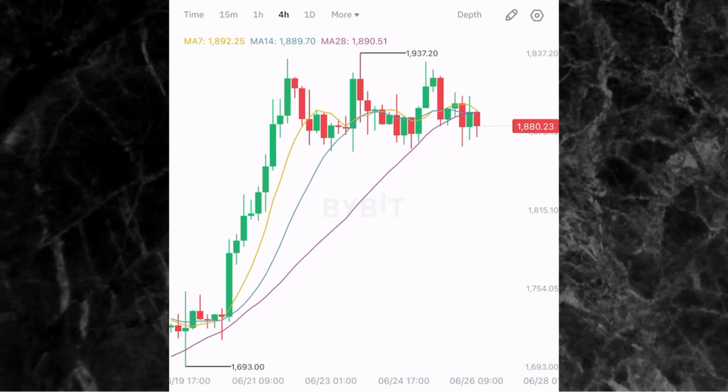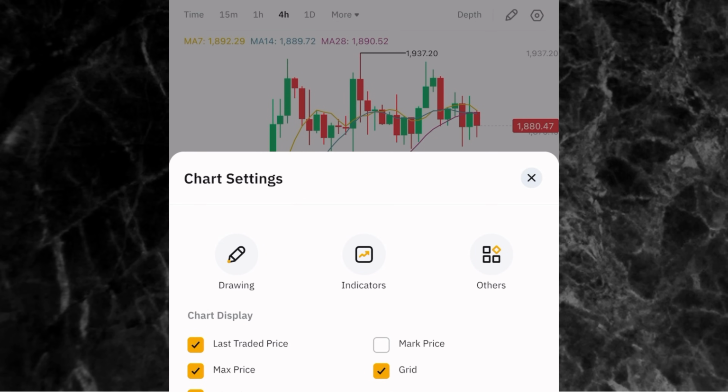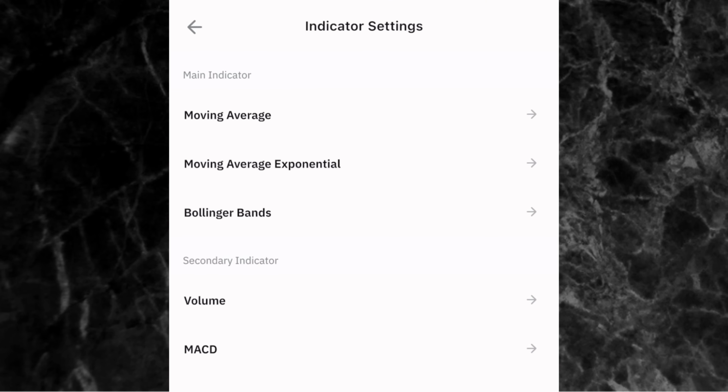Now, let's say you want to add indicators to your chart for your technical analysis. What you need to do is to tap on this icon where the arrow is pointing to. And once you tap on it, you can see where you have indicators. So you tap on it. And right here, you're going to be seeing the different indicators that you can use on Bybit.